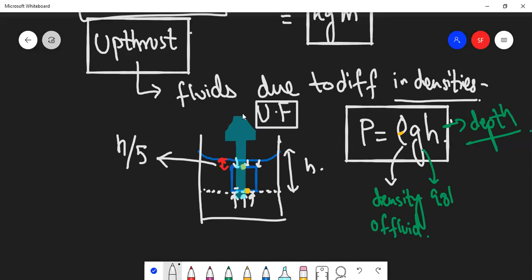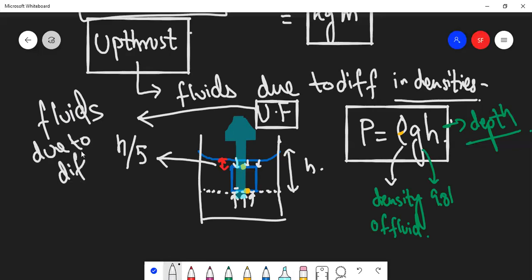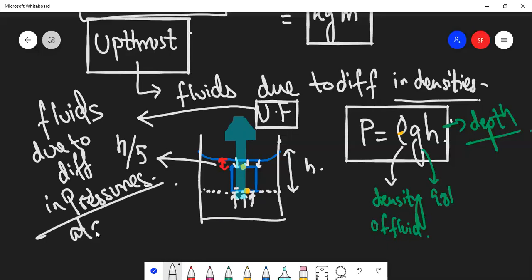So what is upthrust? Upthrust is the force that exists in fluids due to difference in pressure at different depths, of course.